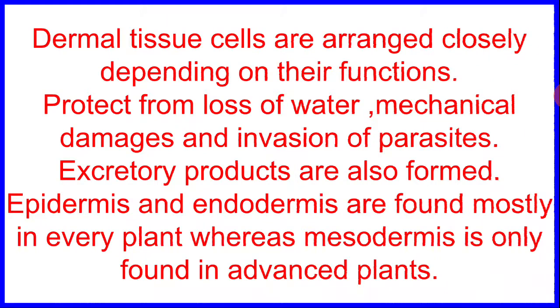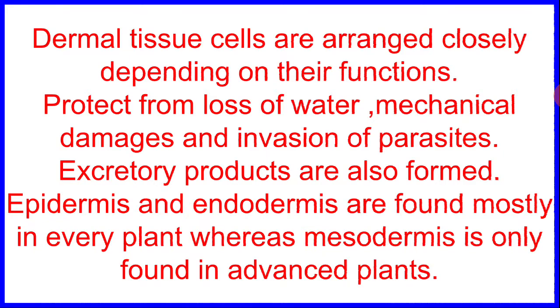First, I'll tell something more about dermal tissue. These tissue cells are arranged closely depending on their functions. Their cells are very closely arranged, whereas meristematic cells are arranged far apart. Dermal tissue protects from loss of water, that is transpiration, then from mechanical damage and invasion of parasites. Here excretory products are also formed.